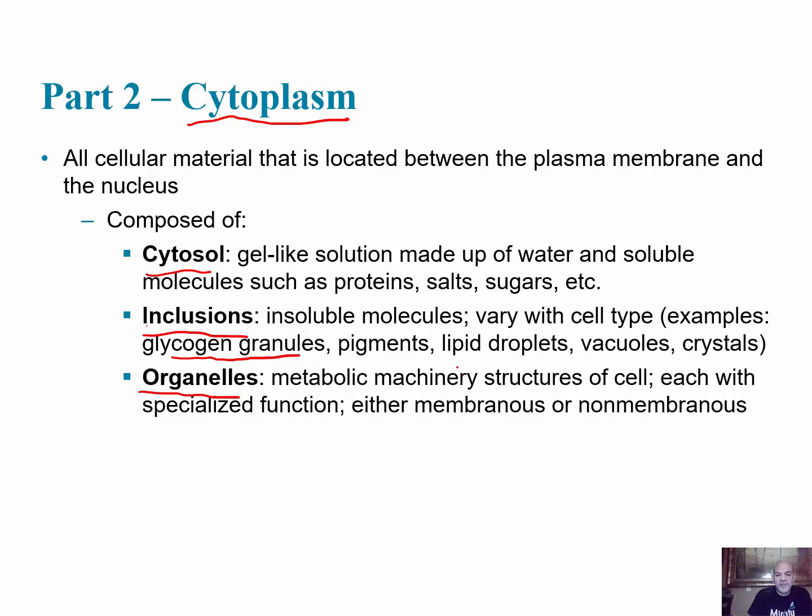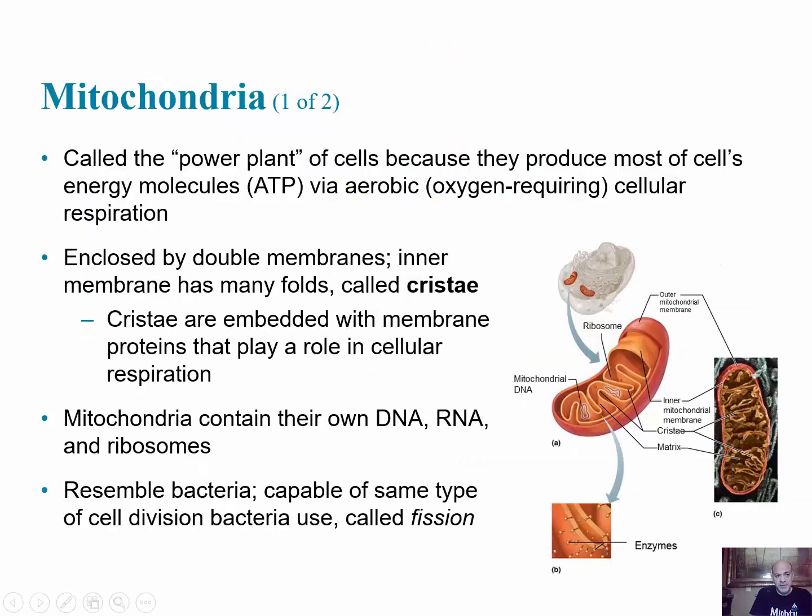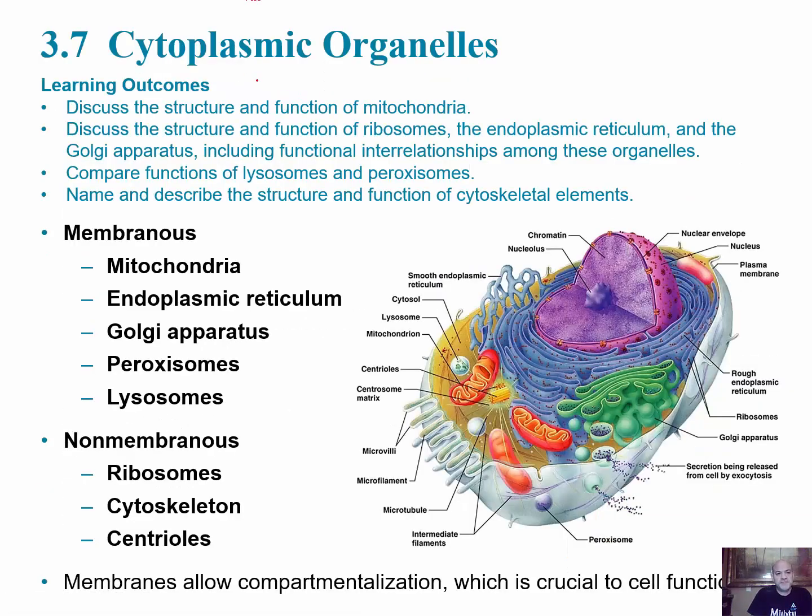And then organelles. The organelles are the metabolic machinery structures of the cell, each with specialized function, and they're either membranous or non-membranous. So there's some that have a bilayer membrane and then those that do not. In 3.7 we're going to be looking at the cytoplasmic organelles. Our learning objectives are to discuss the structure and function of the mitochondria, and then discuss the structure and function of ribosomes, the endoplasmic reticulum, Golgi apparatus, including functional interrelationships among those organelles, and then compare function of lysosomes and peroxisomes, and name and describe the structure and function of cytoskeletal elements.